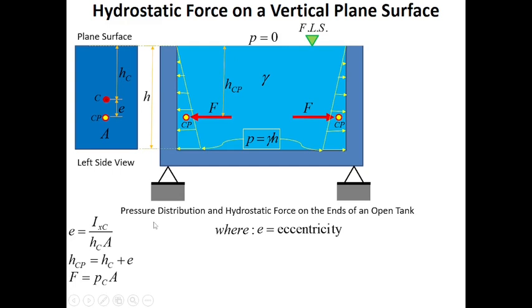And then, the hydrostatic force acting at the plane area, at this plane surface, can be solved by multiplying the pressure at the centroid. Dito. The pressure sa centroid, i-multiply natin sa area ng ating plane surface. Will give us the hydrostatic force acting at this plane surface. Okay?